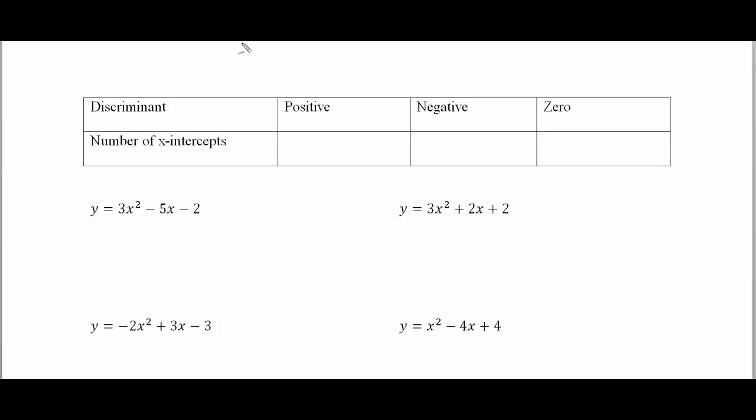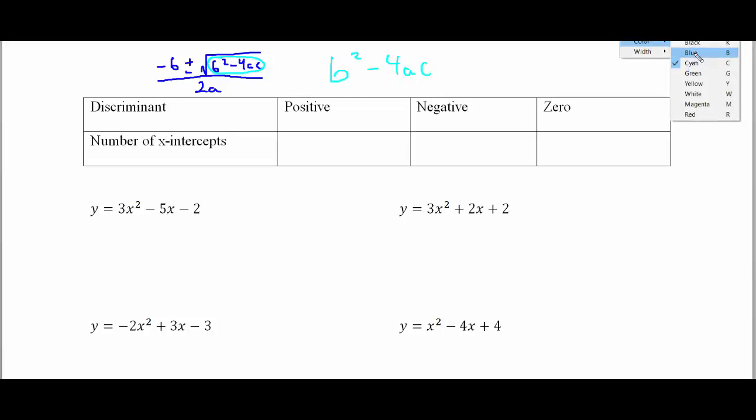Now, the discriminant is what was underneath the square root of the quadratic formula. Our quadratic formula is negative b plus or minus the square root of b squared minus 4ac, all divided by 2a. If I choose this light color, what's on the inside is my discriminant. My discriminant is b squared minus 4ac.